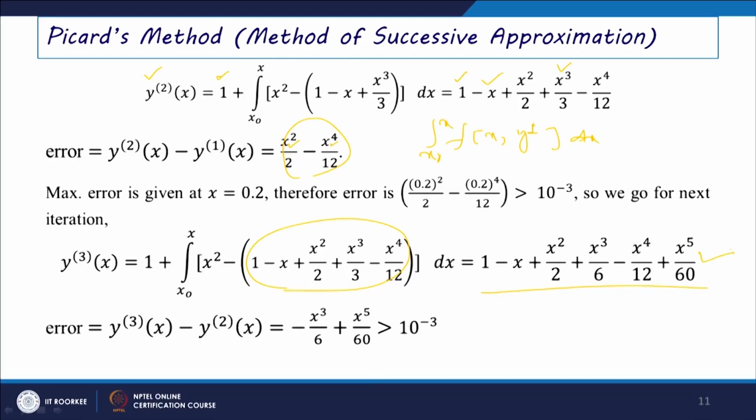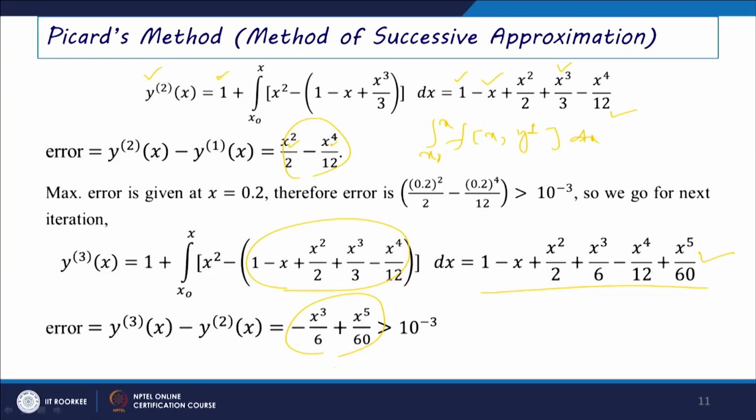And again we go for the computation of the error. This means that in the immediate next step, we consider y3 of x minus y2 of x. Since in the earlier step we got 1 minus x plus x square by 2 plus x cube by 3 minus x to the power 4 by 12, if we subtract, we obtain the rest of the terms, that is minus x cube by 6 plus x to the power 5 by 60, which is also greater than 10 to the power minus 3. Then we have to go for the further step, that is y4 of x.